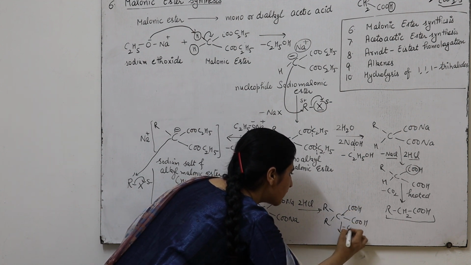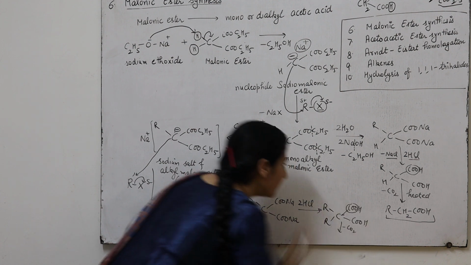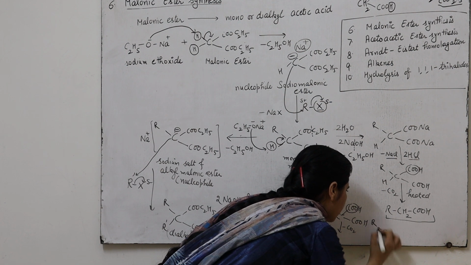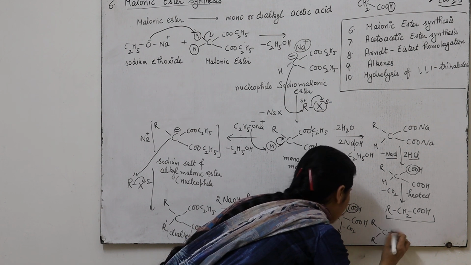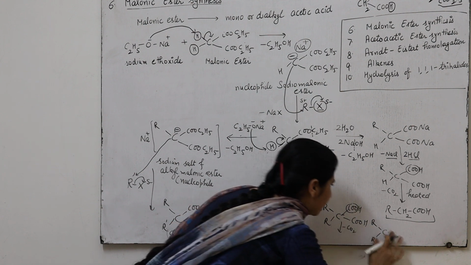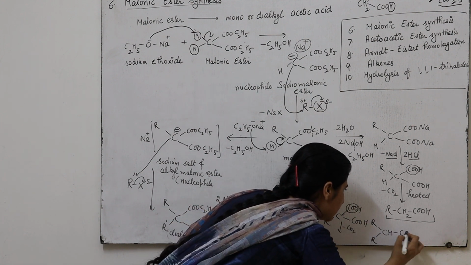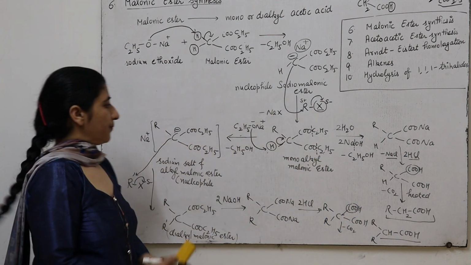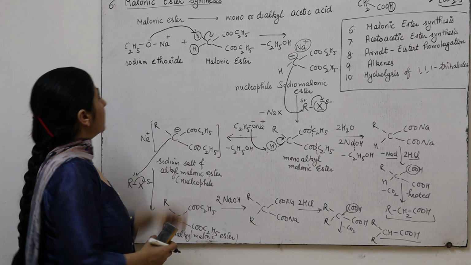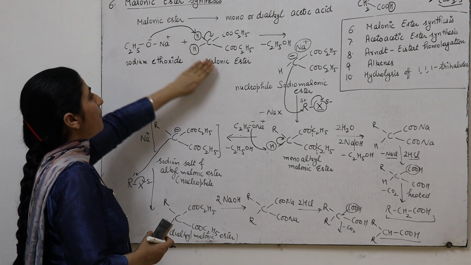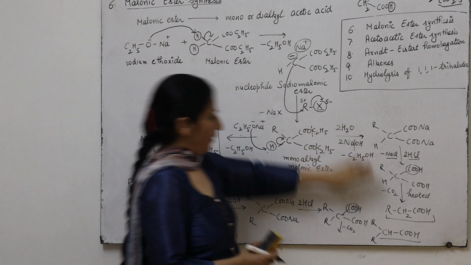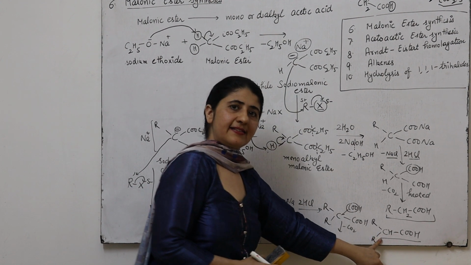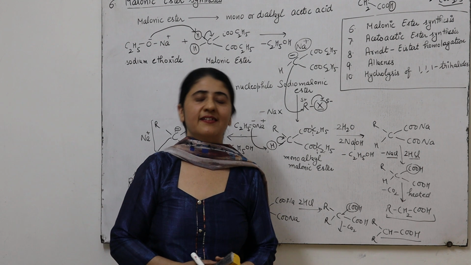Upon heating, loss of carbon dioxide. So we get COOH. So this is a dialkyl acetic acid. So in this reaction we convert the malonic ester to the monoalkyl acetic acid and dialkyl acetic acid. So this is the malonic ester synthesis.